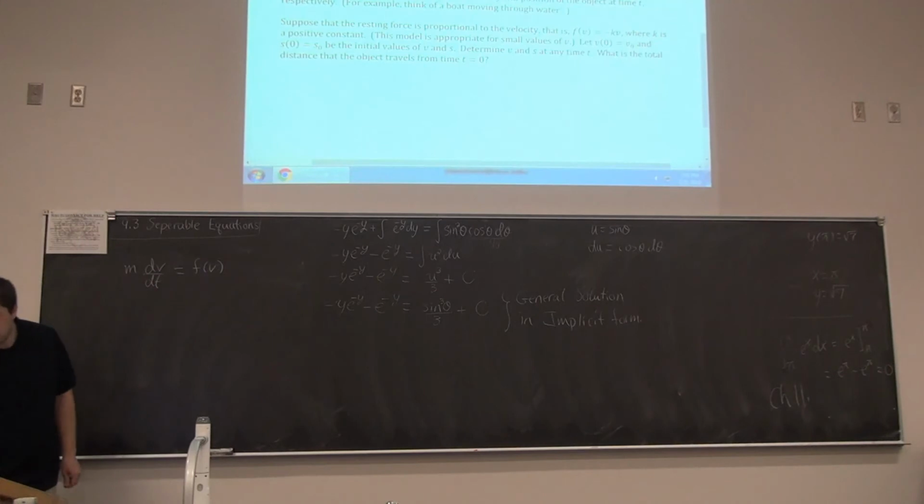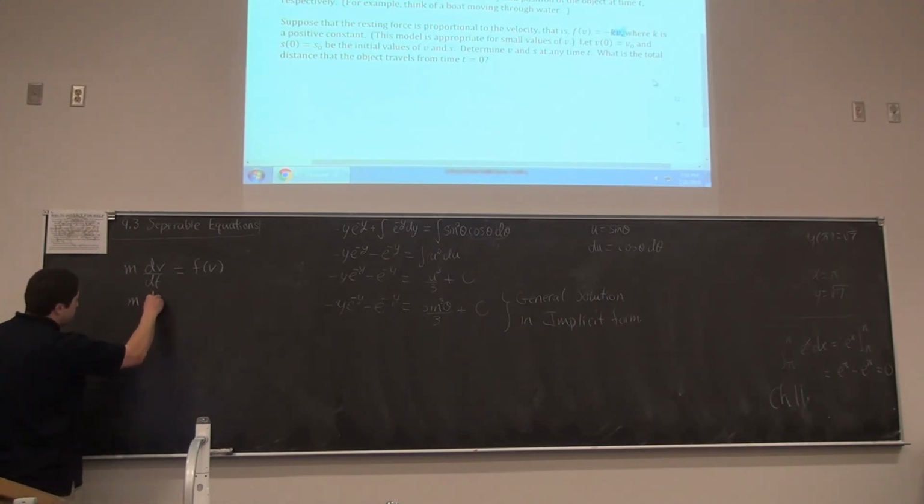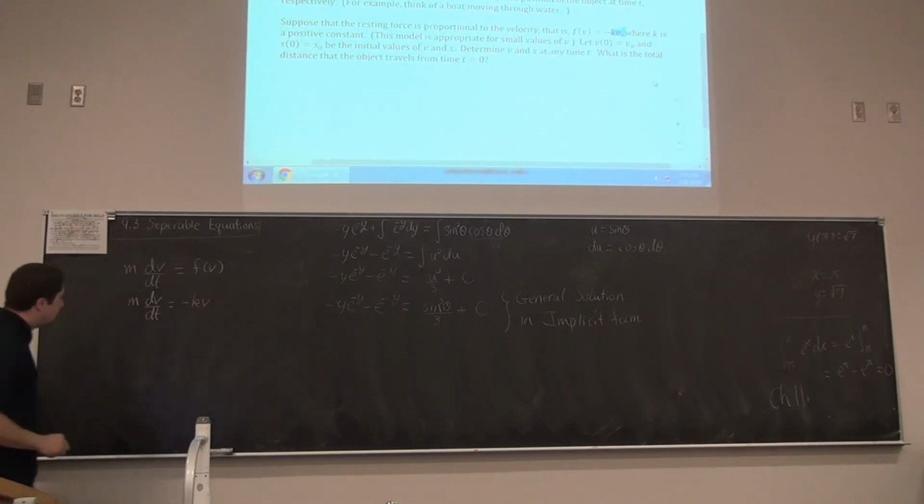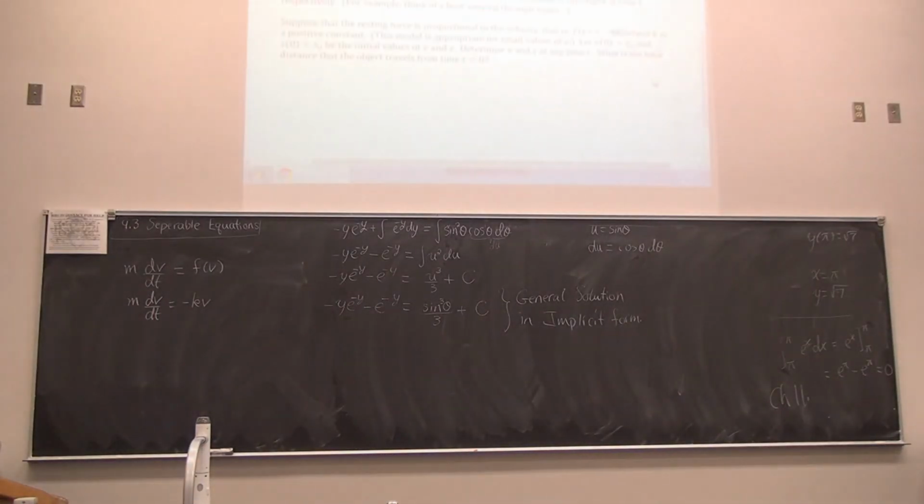But we imposed a new situation in the problem. Suppose the resting force is proportional to velocity. So now F at v is equal to negative kv. So mass times dv dt is equal to negative k times v. So that's our setup so far. Kind of an interesting problem, but any questions to that step at the moment?